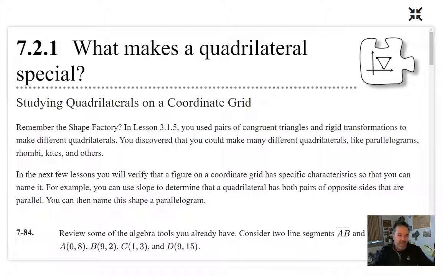A long time ago, probably you don't remember this because it was last semester, we did something called the shape factory, and we used pairs of congruent triangles and rigid transformations in order to form different quadrilaterals. When you think about it, you start to realize that a lot of shapes that we see are composed of pairs of congruent triangles. In fact, let's look at a couple.